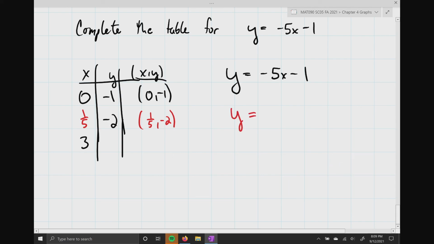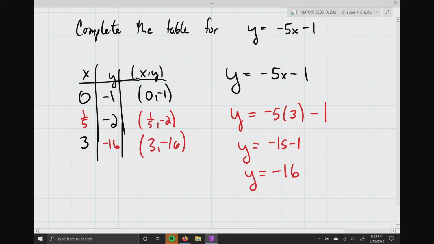So y equals negative 5, put my parentheses, minus 1. We'll make our substitution of a 3. So y equals negative 5 times 3, which is negative 15, minus 1. And negative 15 minus 1 is negative 16. So when x equals 3, y equals negative 16, and that is the point 3, negative 16. So what I'd like you to do is use Desmos to verify that, yes, these are the correct solutions for the 3 arbitrary points that we decided to find.